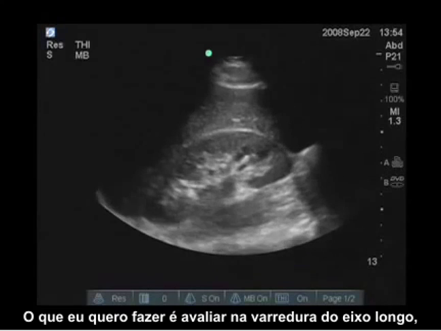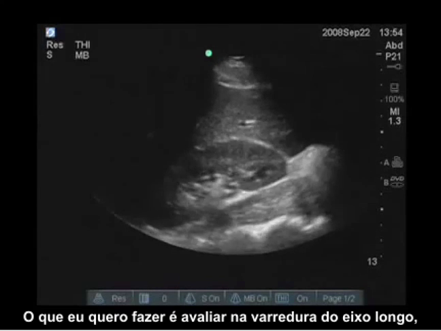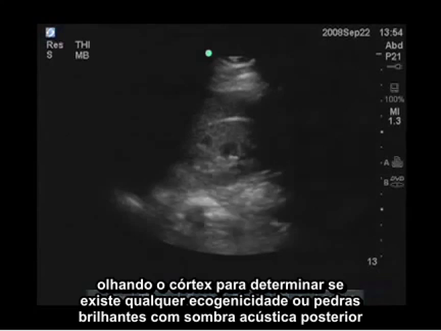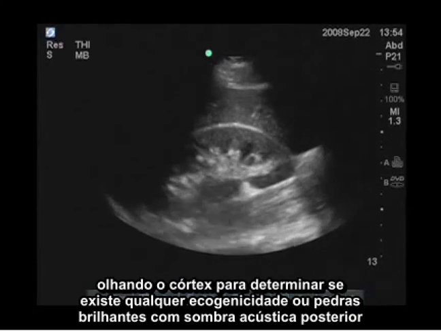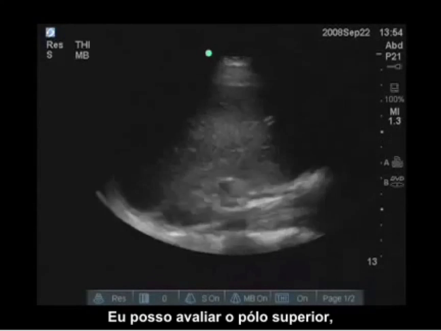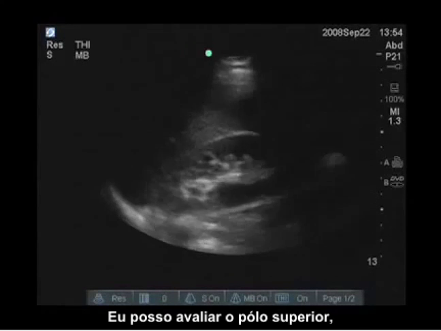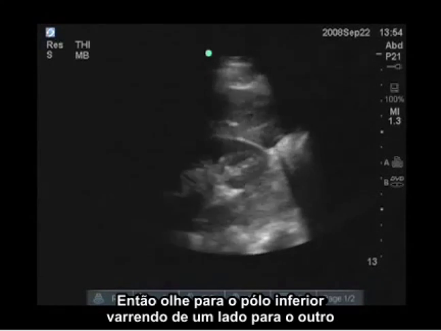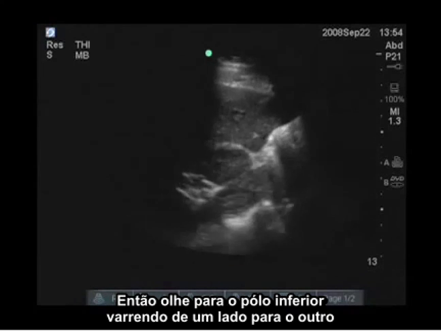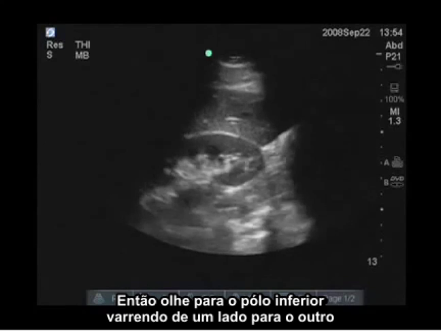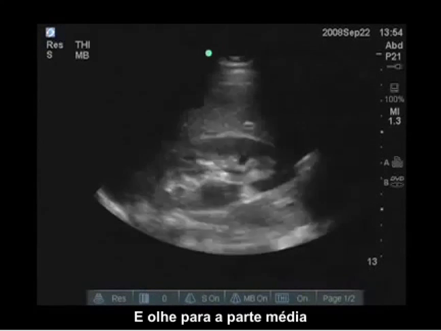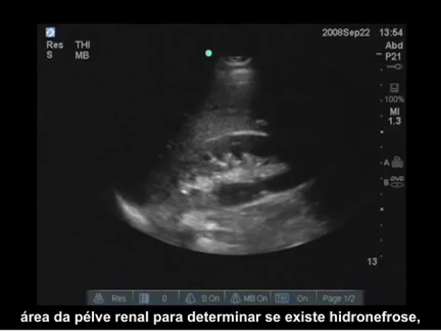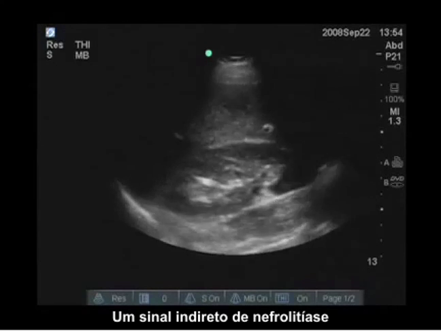What I want to do is evaluate in a long view, sweeping medially and laterally, looking at the cortex to determine if there are any echogenic or bright shadowing stones. So I can evaluate the superior pole, sweep from side to side, and come and look at the inferior pole, sweep from side to side, and look in the mid pelvis area of the kidney to determine if there's hydronephrosis, an indirect sign of nephrolithiasis.